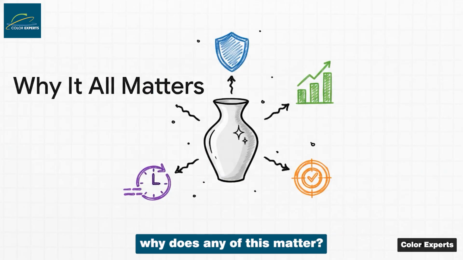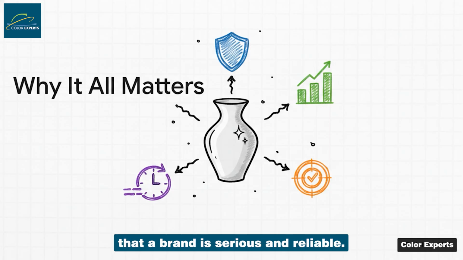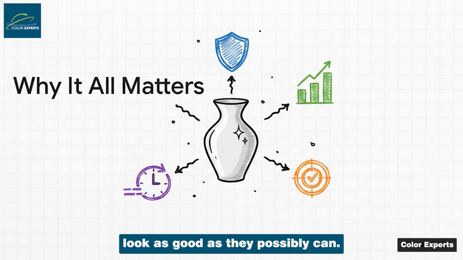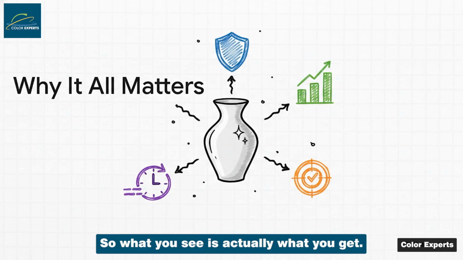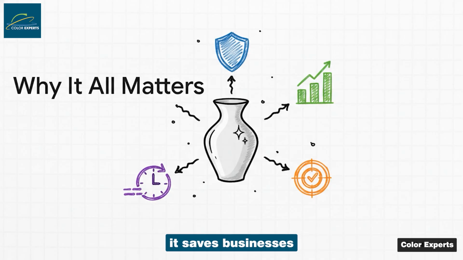So, to wrap it all up, why does any of this matter? Well, it's about trust. It's about professionalism. Flawless images tell a customer that a brand is serious and reliable. It drives sales by making products look as good as they possibly can. It ensures accuracy, so what you see is actually what you get. And, at the end of the day, it saves businesses an incredible amount of time and resources.